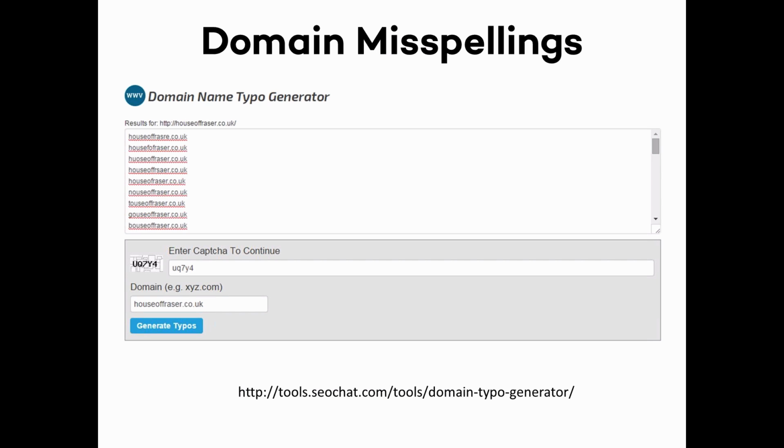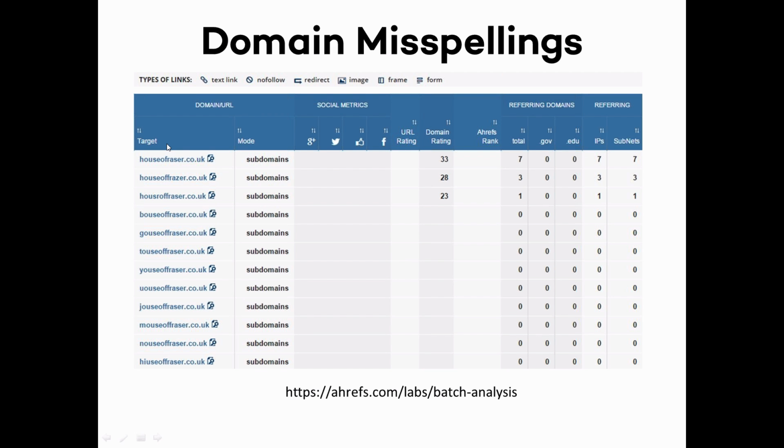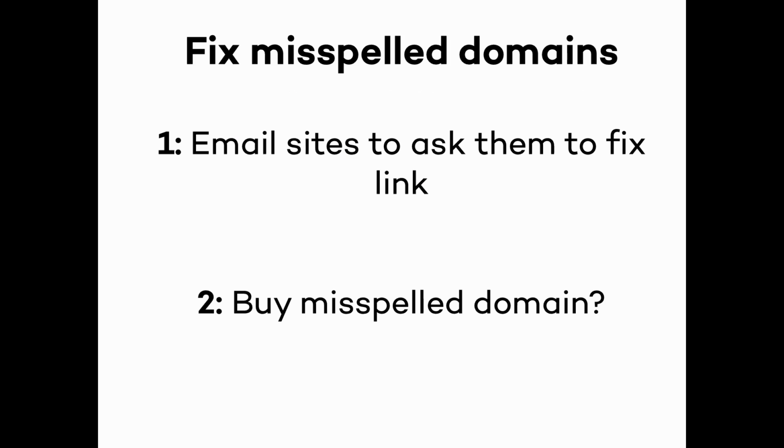So one of the ways that we can sort of detect whether this is happening is first by using a domain typo generator. So this is a really good one on SEO Chat. You basically type in your domain and it'll generate all of the possible misspellings. You take those misspellings and put them through Ahrefs batch analysis, so we can then instantly see how many websites are linking to that misspelling. So House of Fraser has 11 referring domains linking to these misspellings of their domain name.